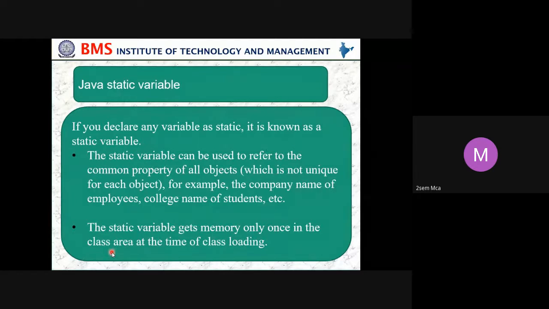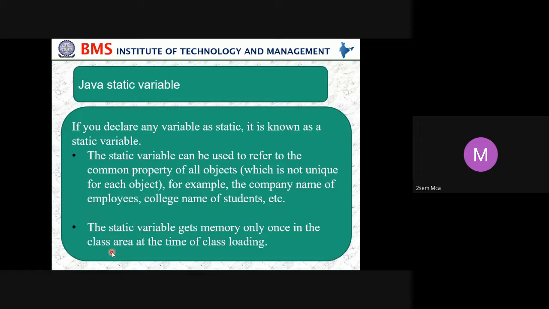Okay, so what is a Java static variable? If you declare any variable as static, it is known as a static variable. The static variable can be used to refer to the common property of all objects, which is not unique for each object. For example, the company name of an employee, the college name of a student, etc. can be used as a static variable.